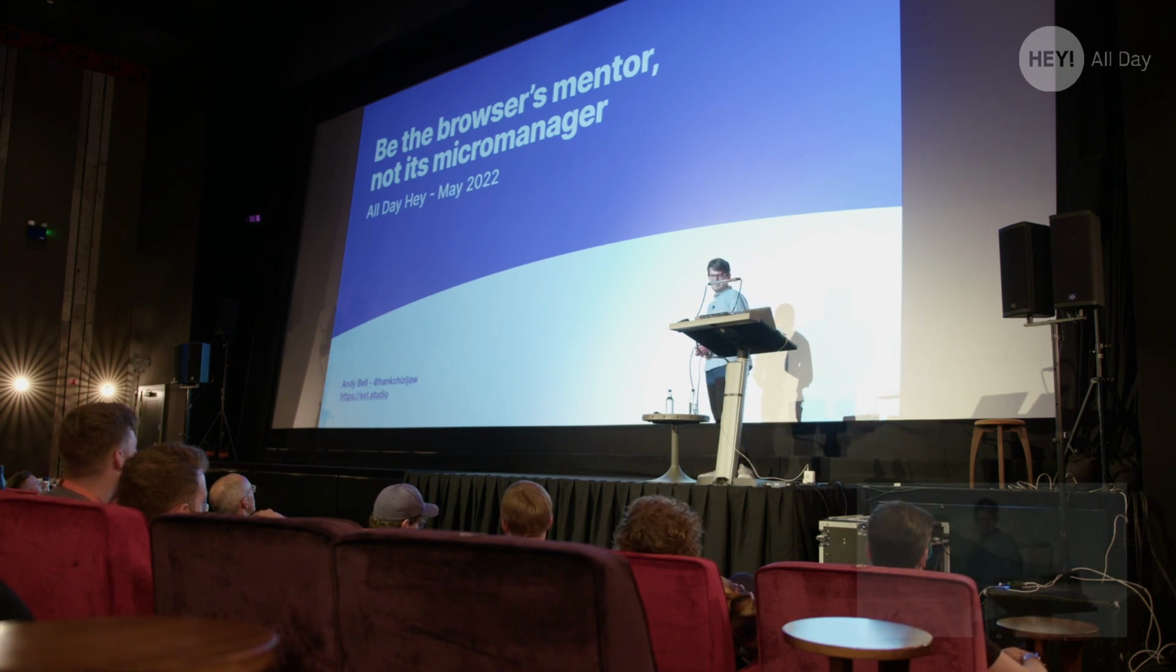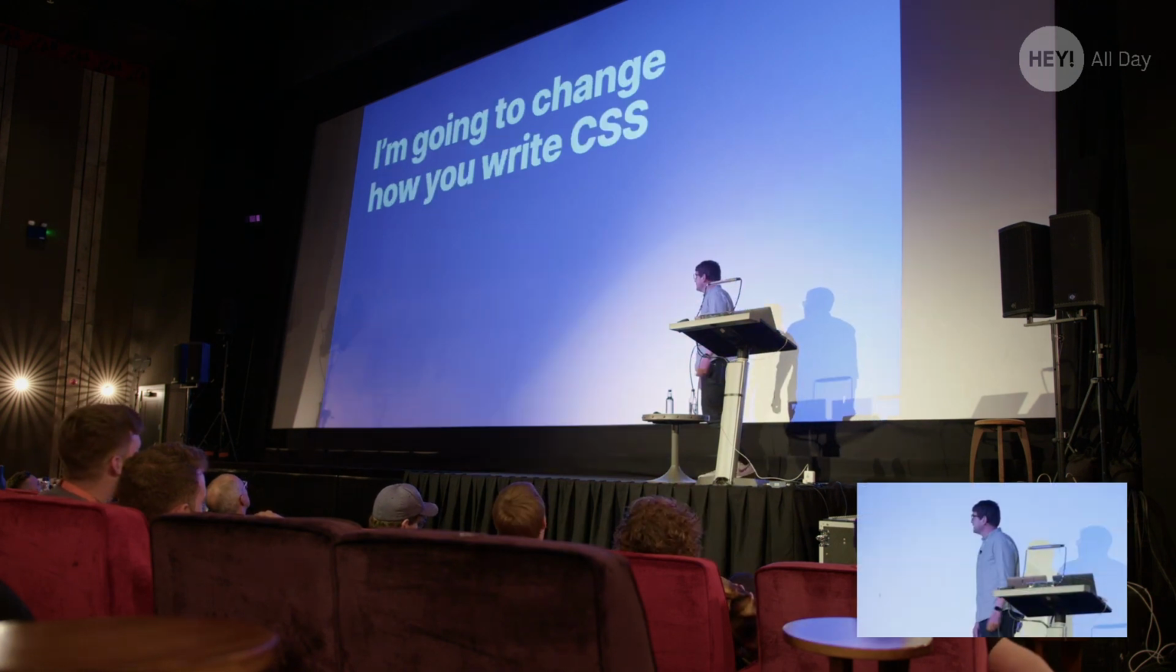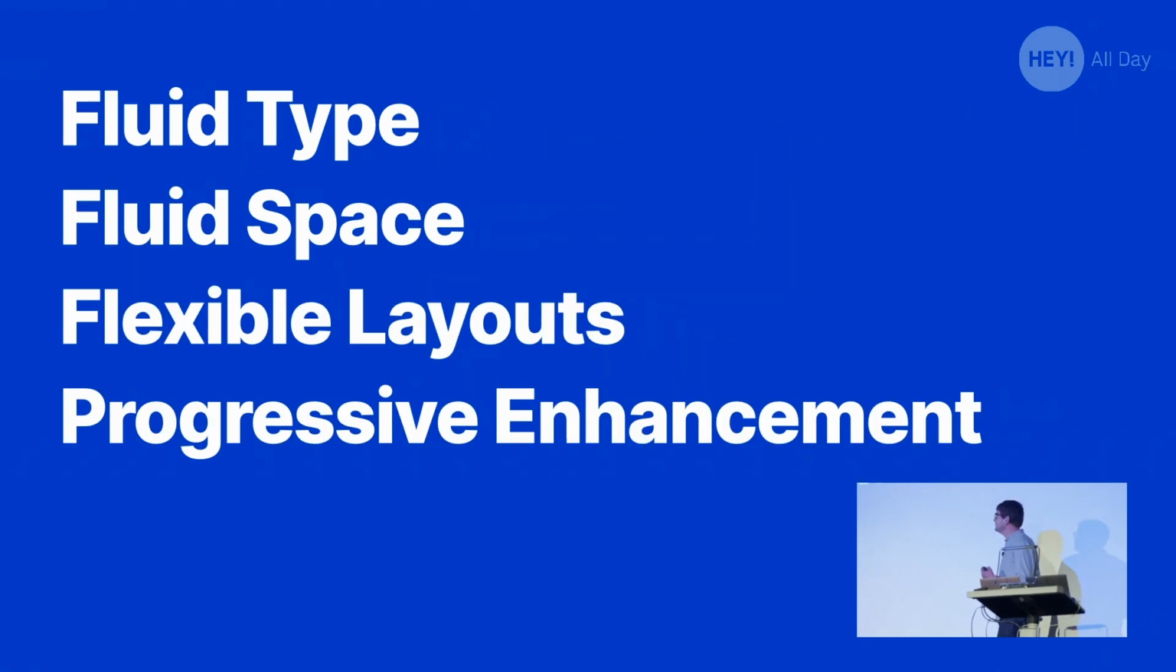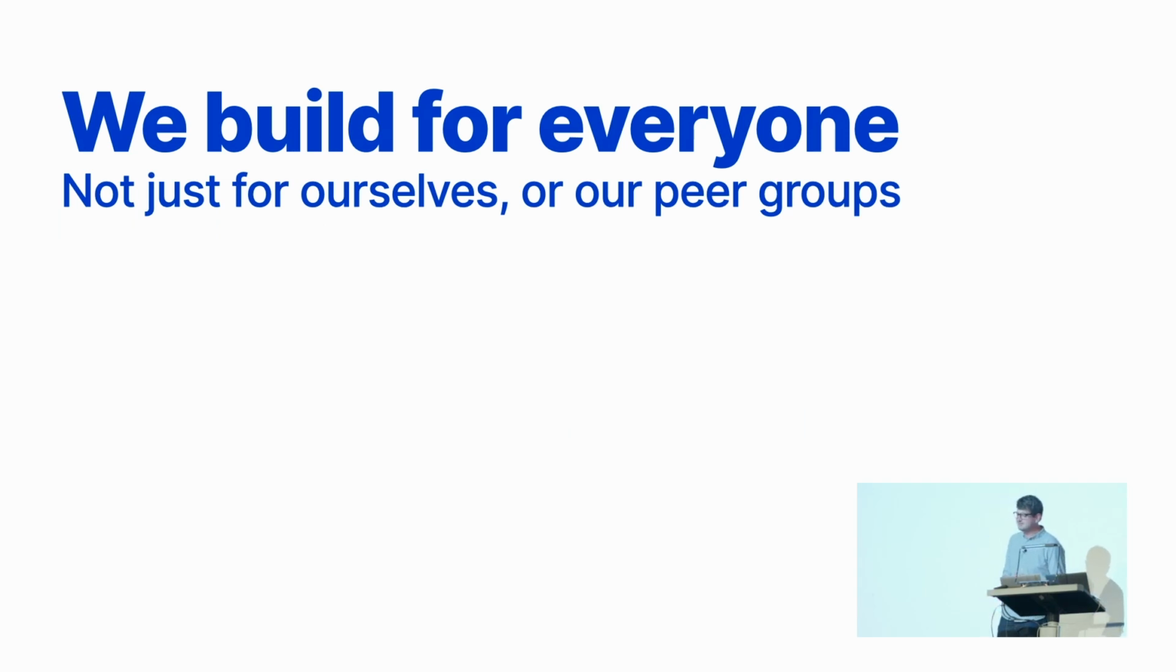So let's go. Right. The aim of the game today is I'm going to change how you write CSS. And I'm going to do that by using fluid type, fluid space, flexible layouts, all underpinned by progressive enhancement. And there's a reason for this. It's because we build for everyone. The web is a truly global space. We don't build for ourselves, nor our peer group. We've got to build for everyone.